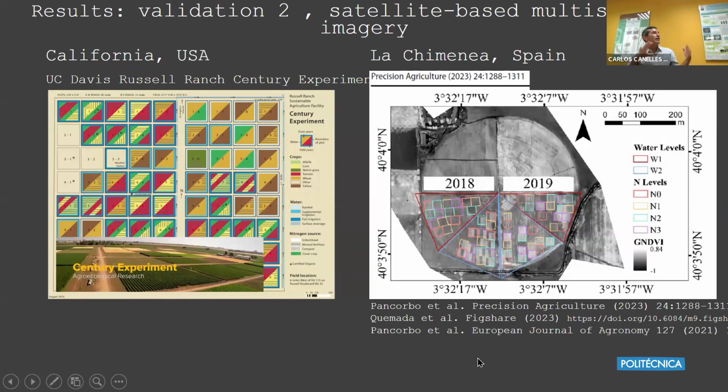So that was working fairly well using the UAVs, and I thought, okay, how badly is this going to break when we try to get it to the satellites? Because we really want ultimately to be able to do this at a satellite scale. And so we compiled 2 data sets, one from California over a long-term experiment where we have about 0.4 hectare replications, and there's water and nitrogen gradients.